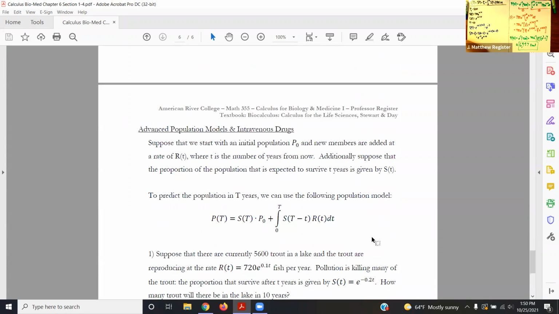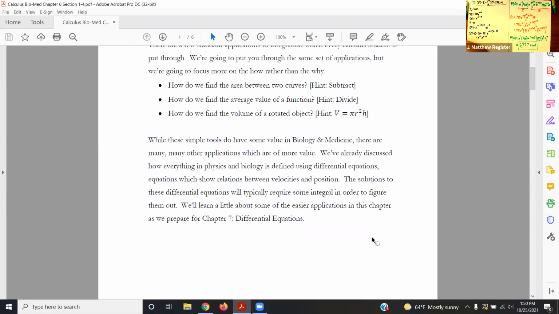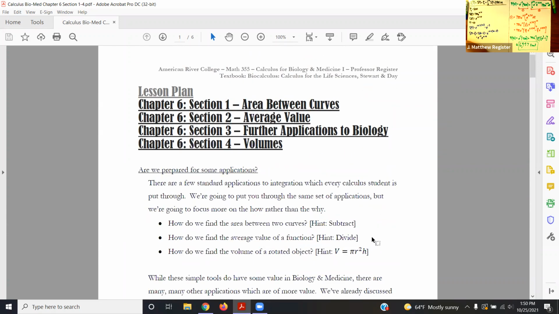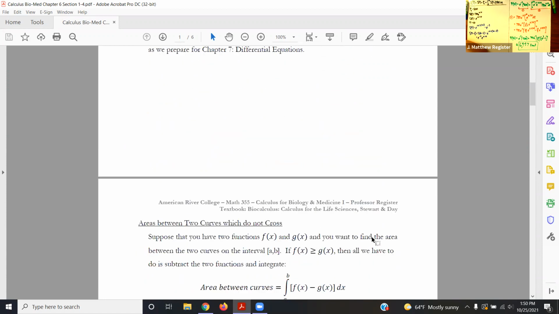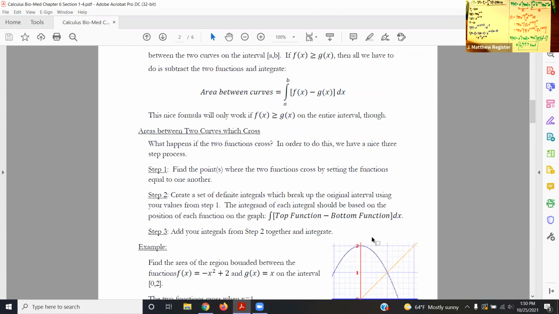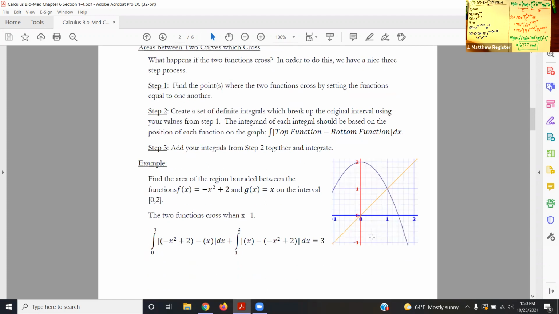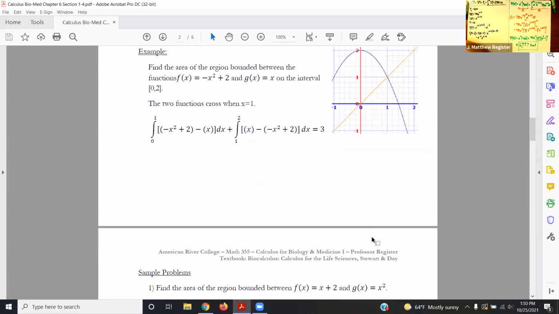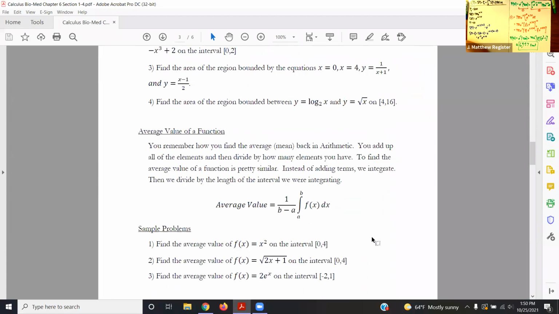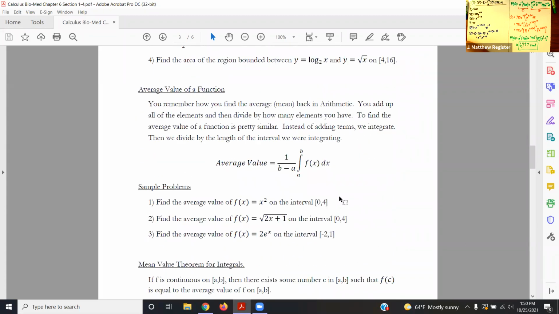And that brings us to the end of today's lesson. Today's lesson had its ups and downs. We started with the idea of area between two curves, which is not a difficult concept to understand, but it can become computationally very tedious. We then did average value, which is a blink and you miss it moment because it's just this formula. And once you have this formula, you're done.